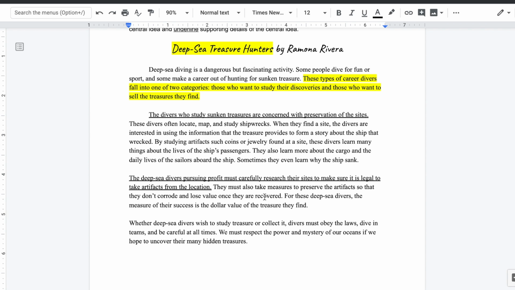Whether deep sea divers wish to study treasure or collect it, divers must obey the laws, dive in teams, and be careful at all times. We must respect the power and mystery of our oceans if we hope to uncover these hidden treasures.